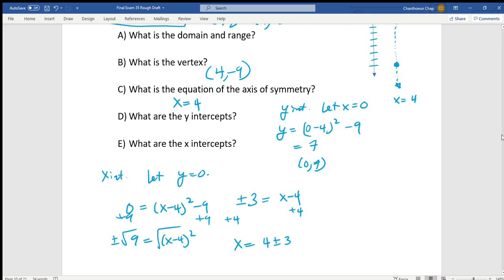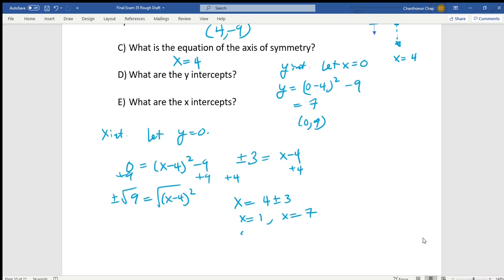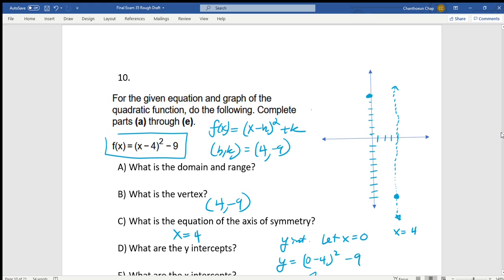So we got two solutions for x. X could be equal to 1 or x could be equal to 7. And that means we have 1 comma 0 and 7 comma 0 as our x-intercepts. Let's plot those on the graph. Here's 1 comma 0. And here's 7 comma 0.